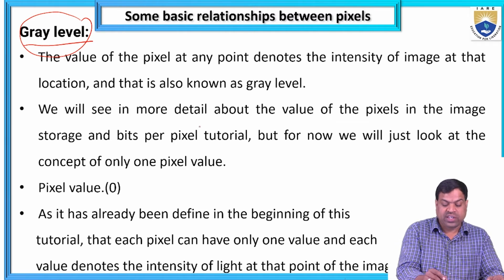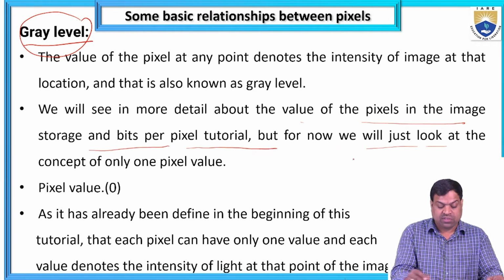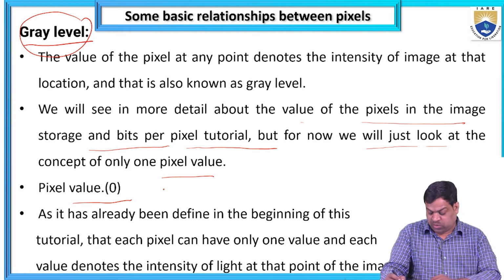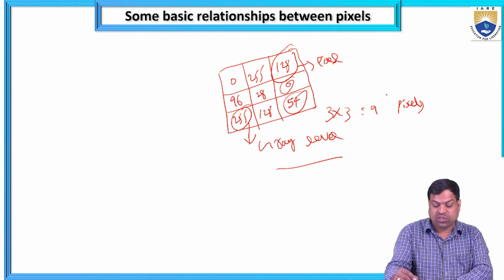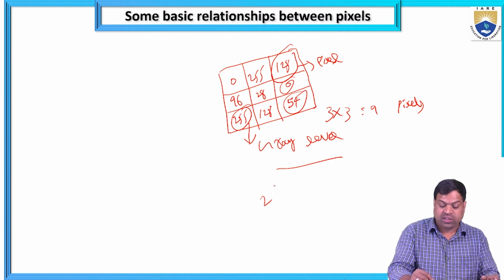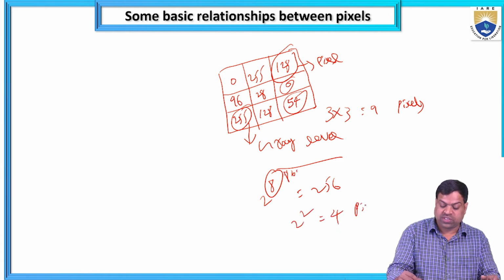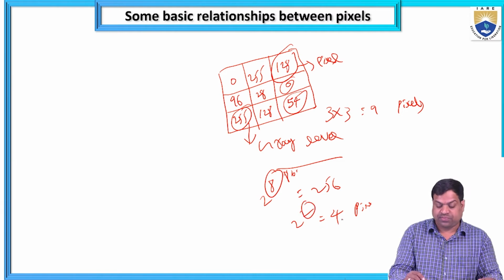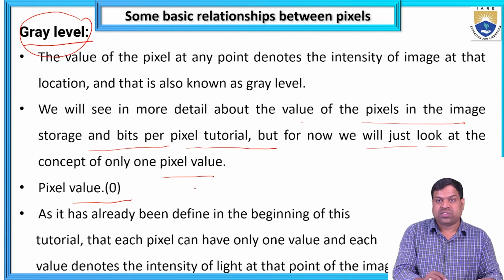The value of the pixel in an image is stored in bits per pixel. Suppose I am taking 3 by 3 equal to 9. If I take 2 power 8, that is 256, so 2 power 8 means 8 bits. If I take 2 square, that means 4, so 4 pixels, so 2 bits. The number of bits per pixel depends on the pixel size, and a pixel can only have a value.